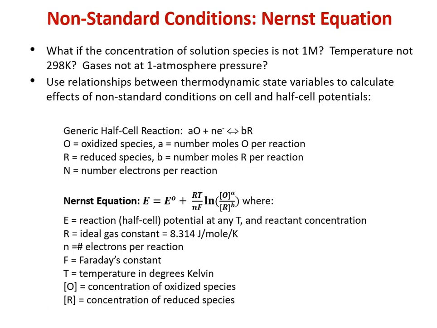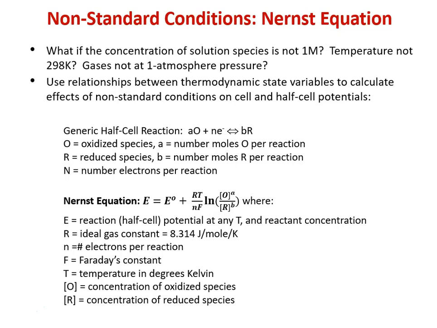So if we want to know what the half cell potential of that is at some concentration other than 1 molar concentration of O and R, or some temperature other than 298, we use the equation in bold called the Nernst equation. So first we have to know what the standard potential for that reaction is, and typically we'll look that up in a handbook or in the electrochemical literature.